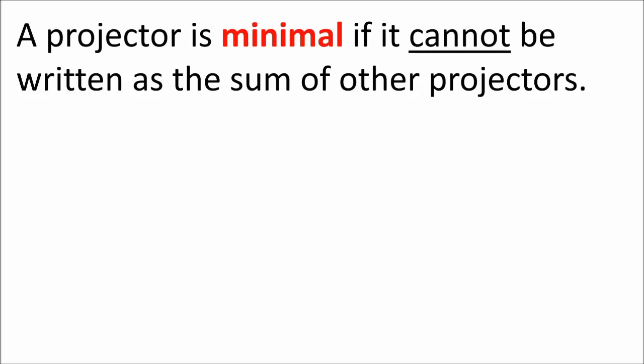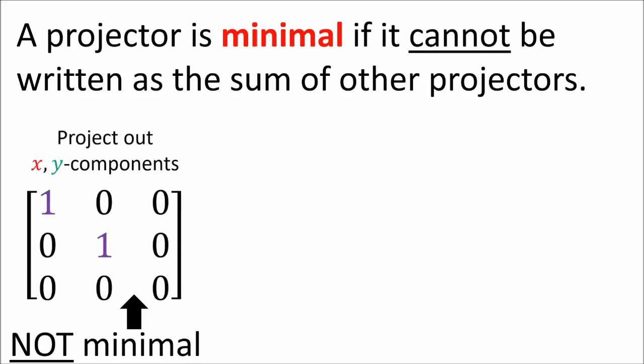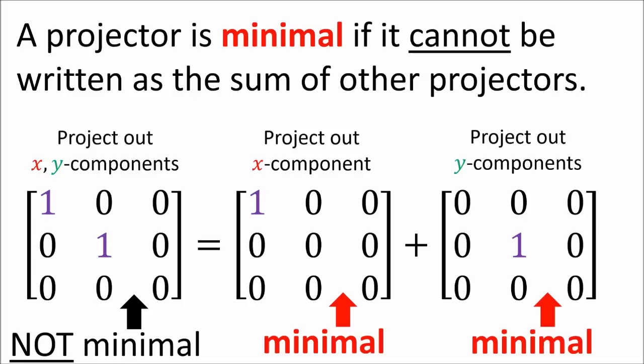Finally, I'm going to give a definition. A projector is called minimal if the projector cannot be written as the sum of other projectors. So the xy plane projector is not minimal because we can write it as the sum of other projectors. But the projectors onto the x and y axes are both minimal projectors, because we can't write either of these as a sum of simpler projectors. We'll see later in this video that minimal projectors are related to minimal ideals.